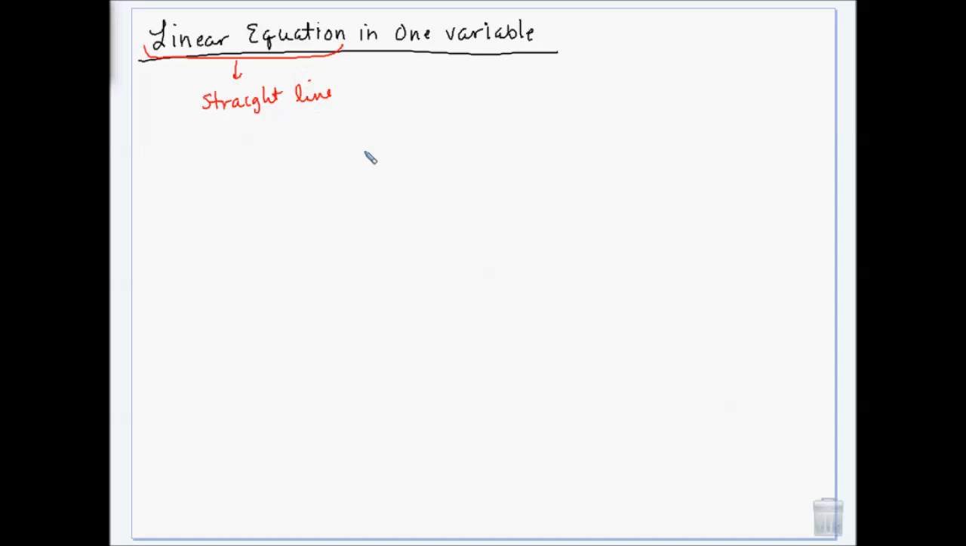So if I were to draw the graph of the equation, I'm going to get a straight line. I'm not going to get a curve or a point or some three-dimensional figure. I'm just going to get a single straight line. And in one variable means that we only have one variable in the equation.